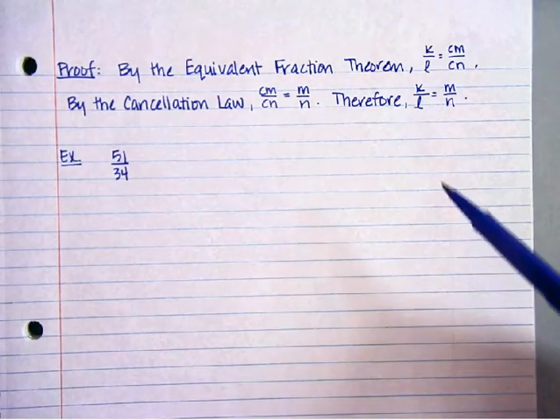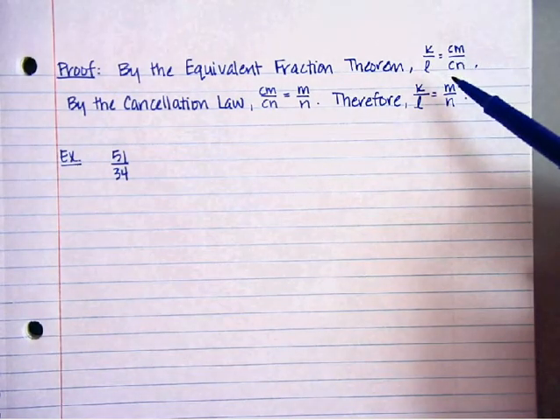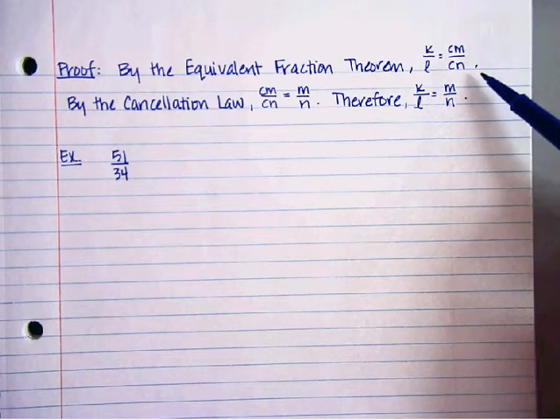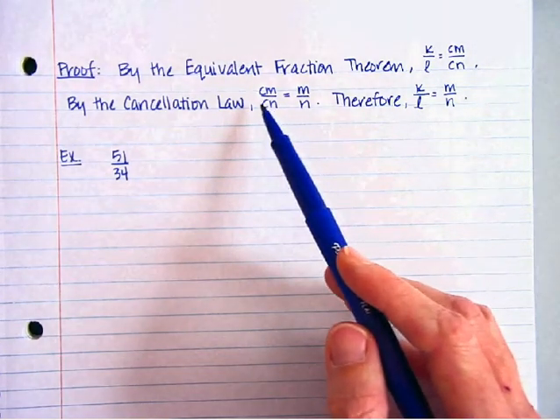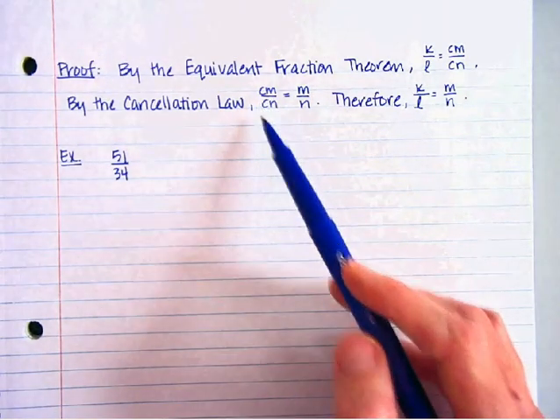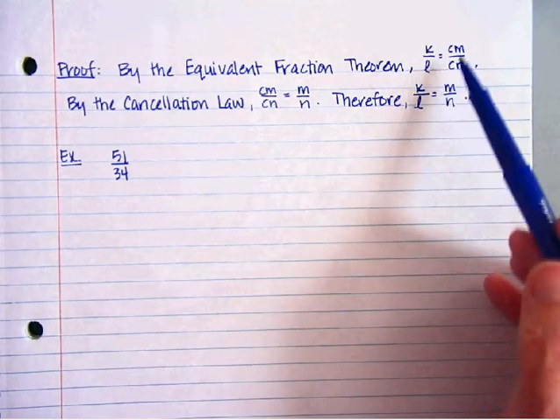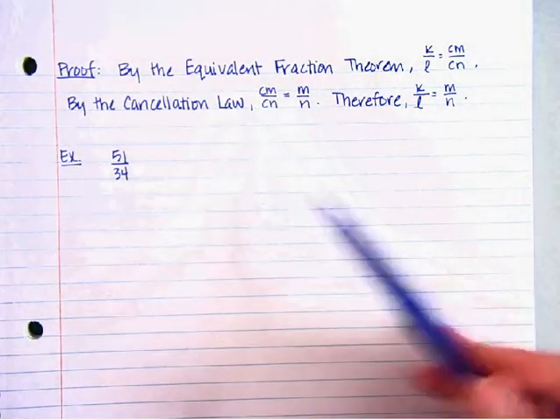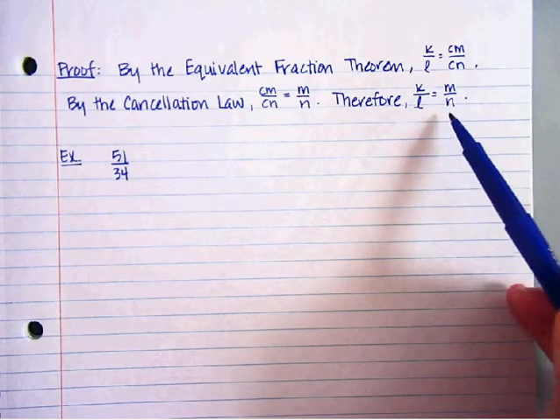So by the equivalent fraction theorem, we can say that k over l is the same as c times m over c times n. All right, and by the cancellation law, we can say that c times m over c times n, you can cancel or divide those out and you are left with m over n. Therefore, since these two are the same, c times m and c times n occur in both of these, you can cancel those out and you're left with k over l equals m over n.